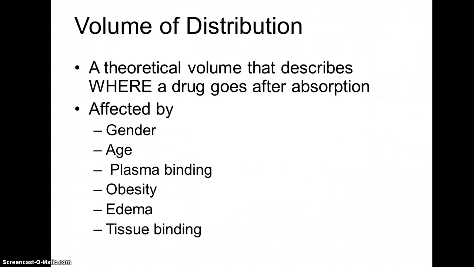The volume of distribution is a theoretical volume that describes where a drug goes after absorption, or where the drug is distributed to after it leaves the plasma. I've included here a short list of things that alter the volume of distribution. You should be able to see that some things like age, obesity, and edema are related to the patient, while other factors like binding in plasma or binding in the tissue are related to the drug.